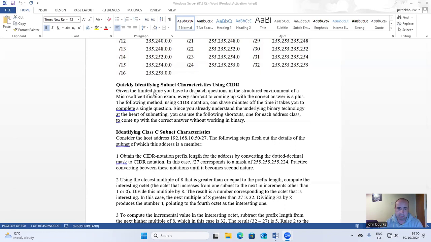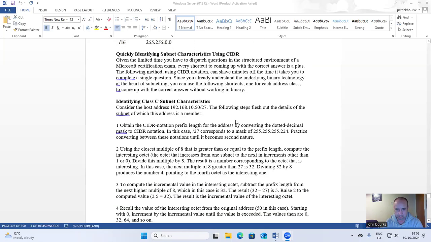Quickly identifying subnet characteristics using CIDR. Given the limited time, you have to dispatch questions in the structured environment of a Microsoft certification exam. Every shortcut to coming up with the correct answer is a plus. The following method using CIDR notation can shave minutes off the time it takes you to complete a single question. Since you already understand the underlying binary technology at the heart of subnetting, you can use the following shortcuts, one for each address class, to come up with the correct answer without working in binary.